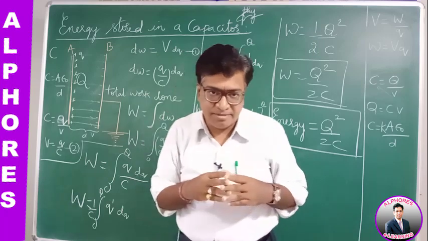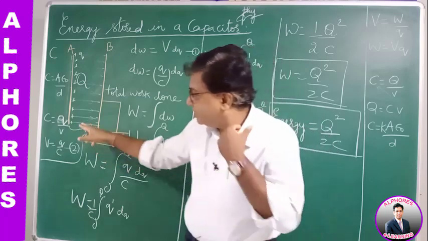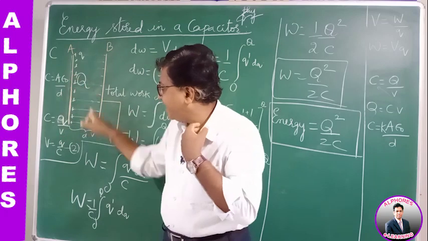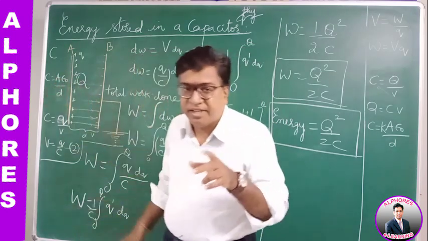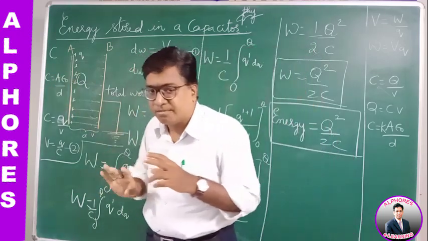The device is a capacitor. Consider a parallel plate capacitor of plate area A, where the area of the plate is A and the distance between the plates is D. For a parallel plate capacitor, C is A epsilon by D. You have already learned about this in our earlier classes, right? C is A epsilon by D. Just remember the formula.